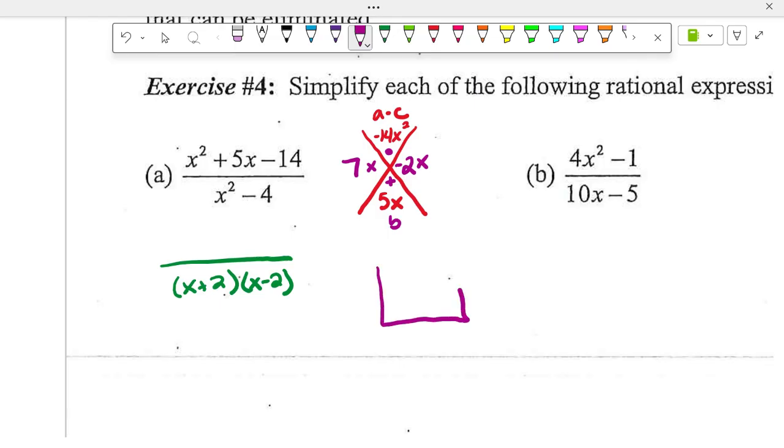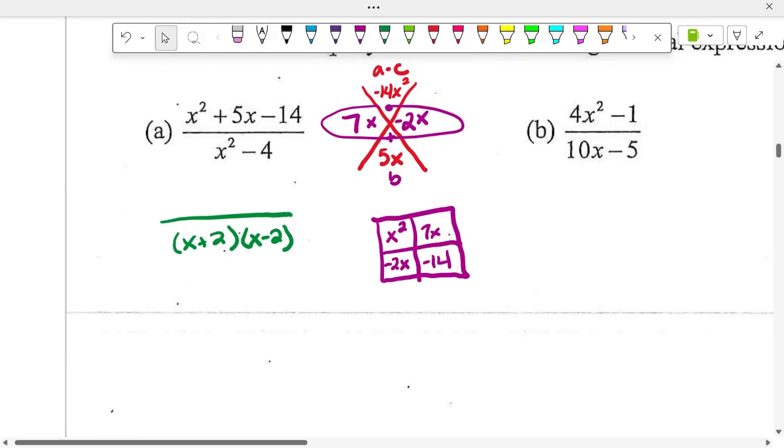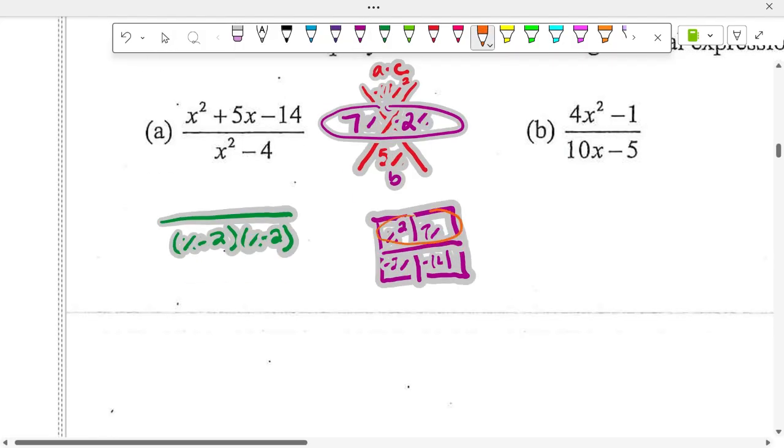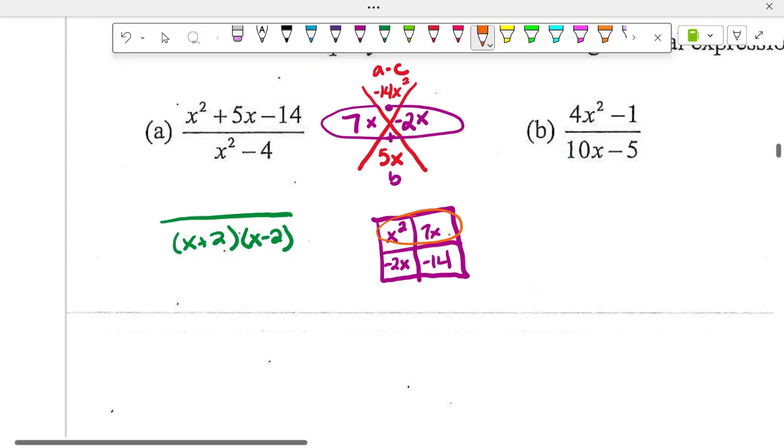And then I can put that into my reverse box. So remember, you look back at your original. X squared always goes in the top left. The constant goes in the bottom right. And then your two factors that you found can go in either of those remaining two spaces. And then it's just finding GCFs. So what's the GCF of this first row? Just X. Second row?